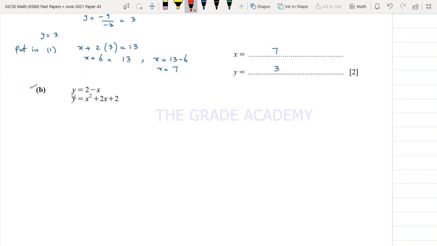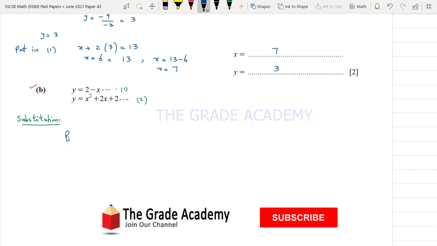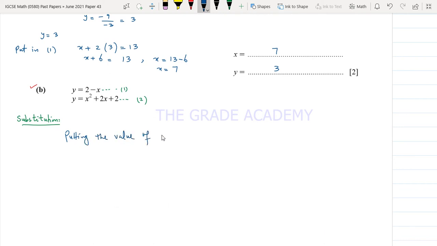But here the first equation is a linear equation and the second equation is a quadratic equation. So we will solve this system of equations by substitution. Okay, so how can we solve them by substitution? Let us call this first equation as equation 1 and this is equation 2. So we will substitute the value of y from the first equation into the value of y in the second equation. So putting the value of y from equation 1 into equation 2.